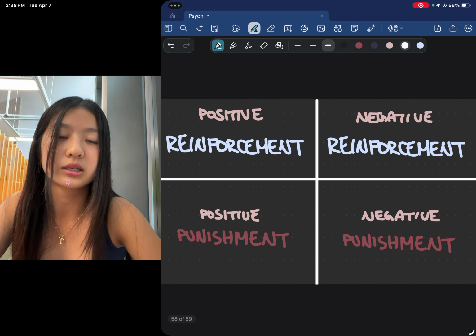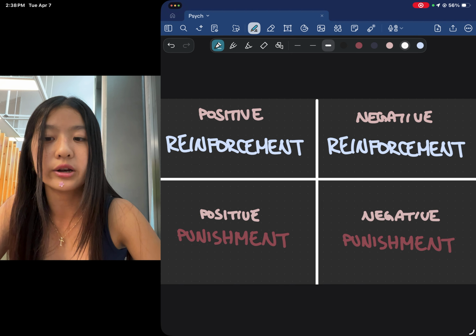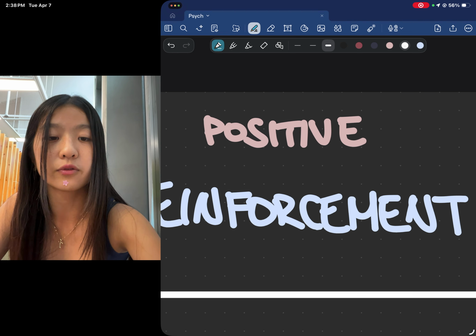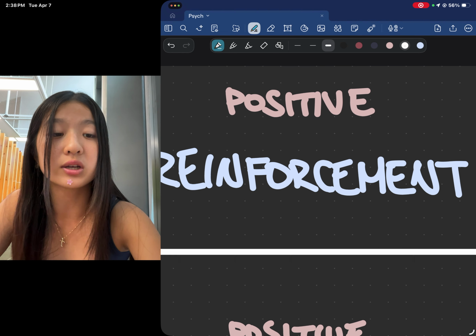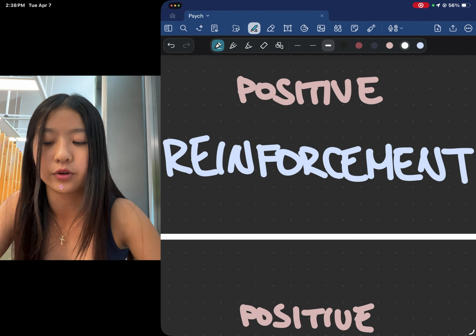So now bringing it back to the four key concepts, we add positive and negative in front of each one, and that gives it a different meaning. So if we focus on reinforcements first, again, reinforcements are things and behaviors that you want to be repeated. So a positive reinforcement would be adding a stimulus to increase a desired behavior.